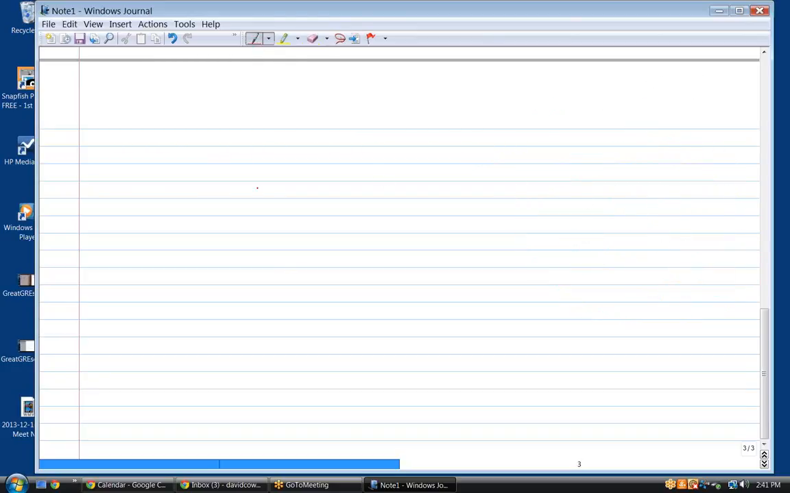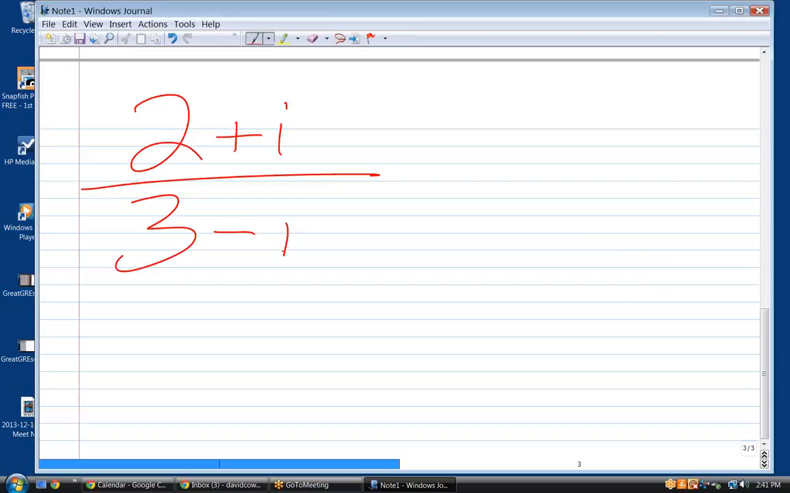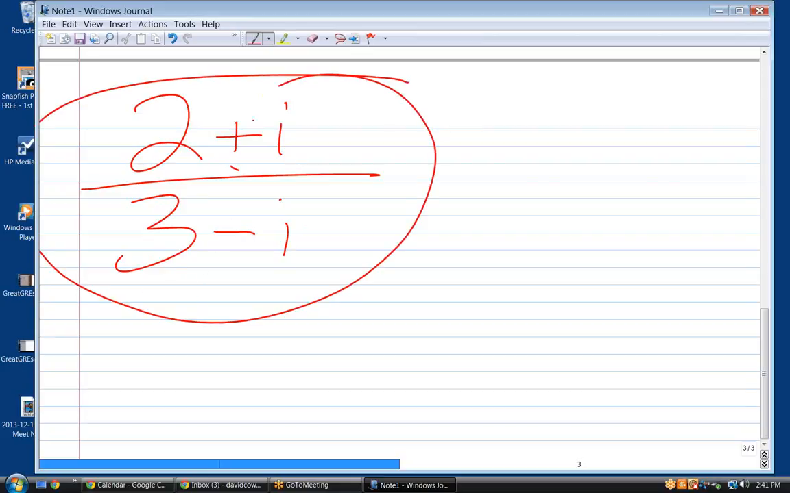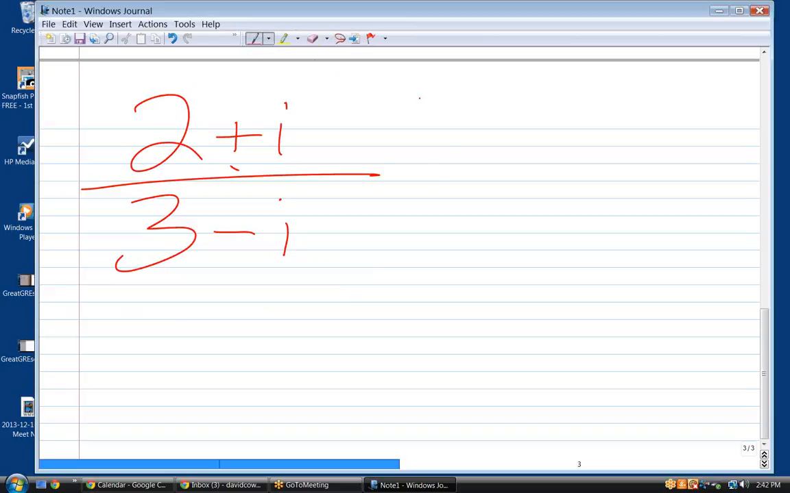So let me give you a problem. How are you going to solve that? It looks like a division problem, but it really is not. It is a problem that has an imaginary number in the denominator, and we merely need to get rid of that. I think I'm still confused. Okay. Well, I cannot divide by an imaginary number. That's not a satisfactory answer. So to get rid of it, I have to multiply by the conjugate over the conjugate.